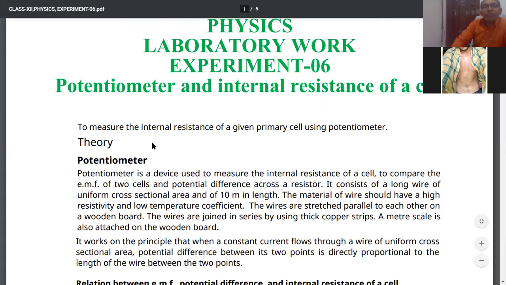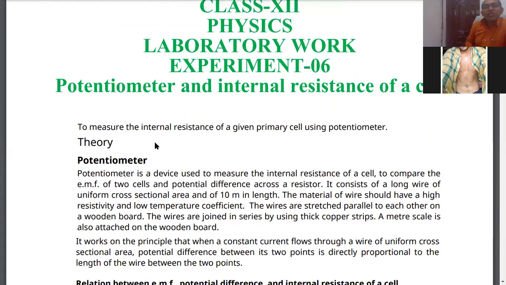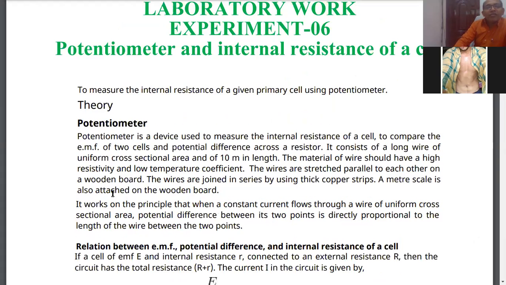Main objective of this experiment is to measure internal resistance of a given primary cell using potentiometer. And theory of this experiment is as follows. A potentiometer is a device, has already been discussed. It is a device used to measure the internal resistance of a cell or to compare the EMF of two cells and also potential difference across resistors. So this device meets three purposes.